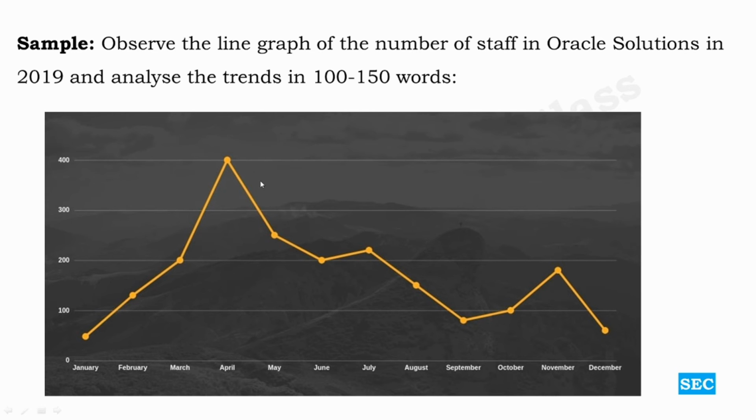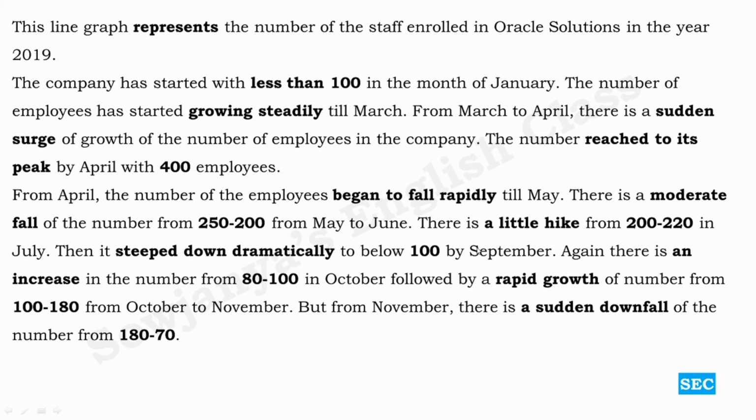That is why we have mentioned a rapid downfall of the number of employees from April till May. And then what happened? There is a moderate fall of the number from 250 to 200 from May to June. Moderate fall in the sense 50 variation we can see here. But here it began to fall rapidly, from 400 to 250. So 150 numbers it has gone down from here.